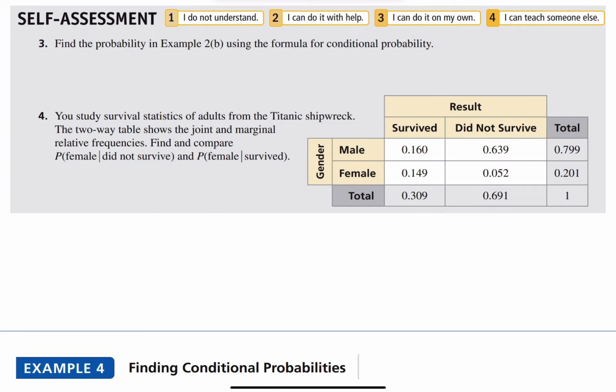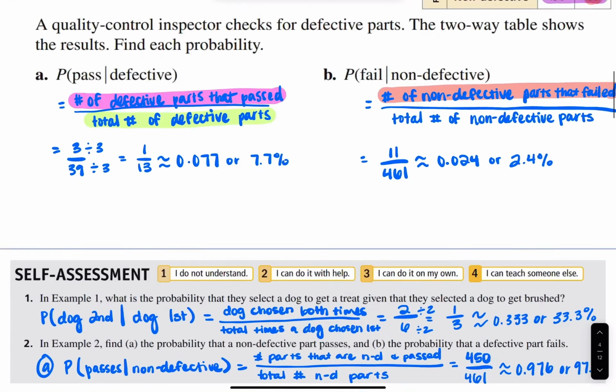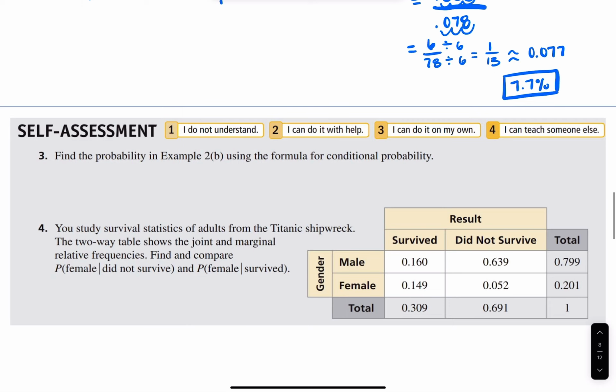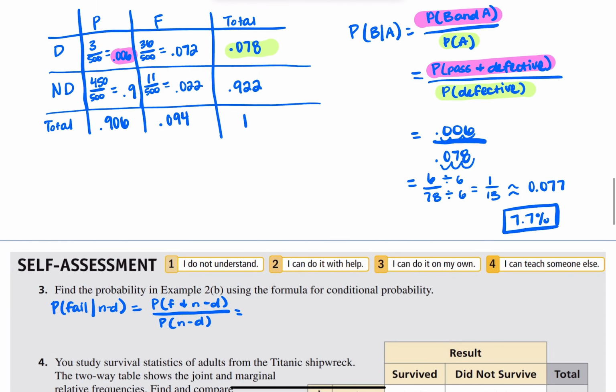All right, number 3, we're checking. Example 2B is the probability that it fails given that it's non-defective. So we want to find the probability that it fails and is non-defective over the probability that it is non-defective. So looking at my table, the probability that it fails and is non-defective is right here, 0.022, over the probability that it is non-defective is this total for non-defective, 0.922.